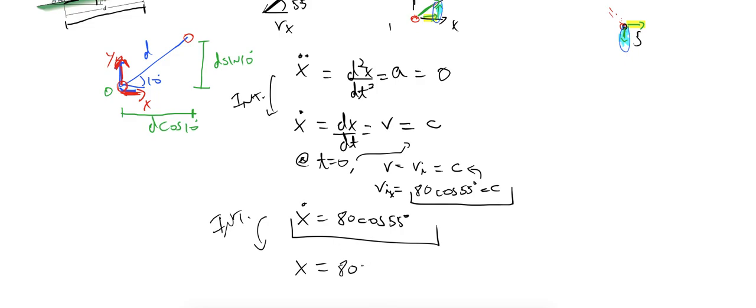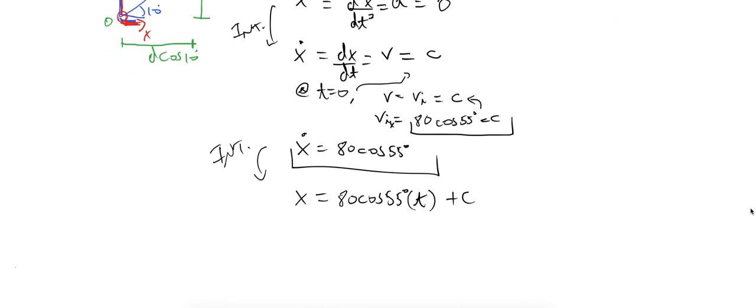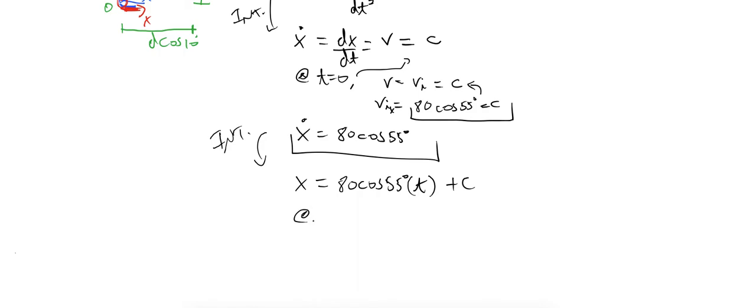So we get 80 cosine 55 times t, integrating with respect to time, right? Plus c as well. Now we have to stop and realize what c is. So at t equals 0, what do we have? The position is also, so x is equal to 0, right?